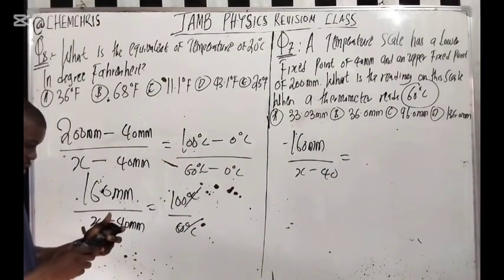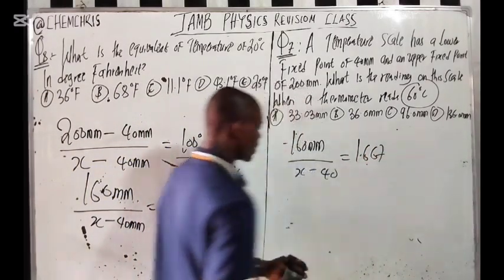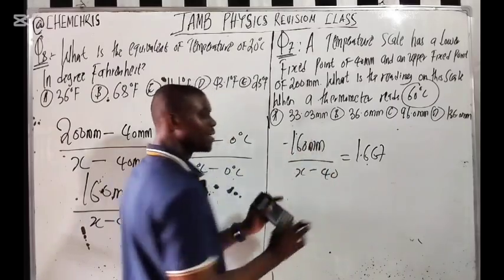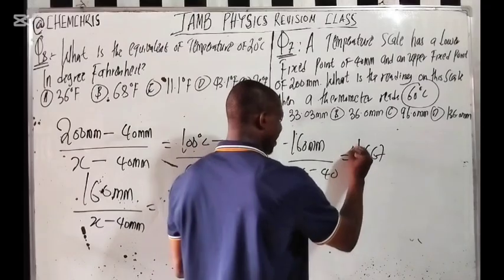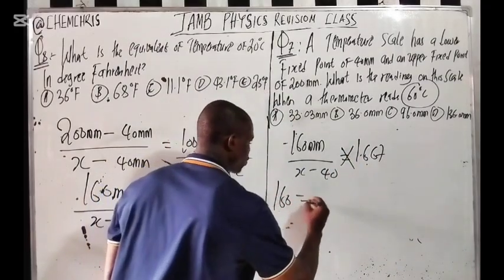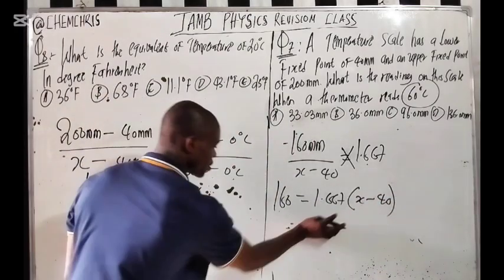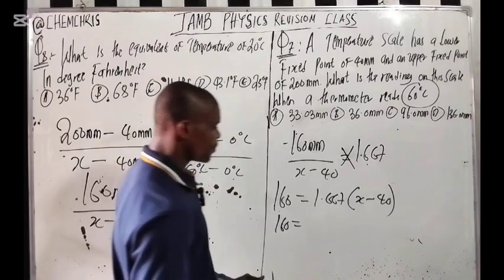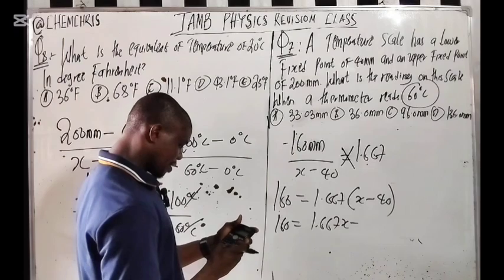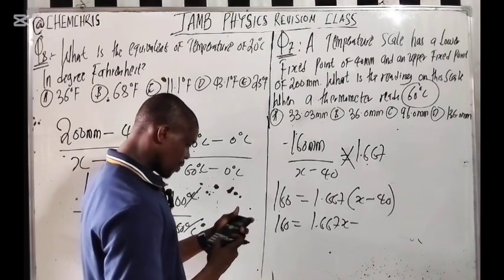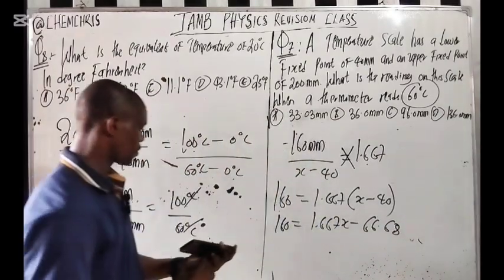So here we have 100 divided by 60, which is 1.67, 1.667, right? Now let's ignore the millimeter here so that we don't get confused, but understand that this is millimeter. So we cross multiply like this. Up here 160 equals 1.667 times x minus 40. Once we open the bracket, you will have 160 equals 1.667x minus 1.667 times 40, which is 66.68. This is that, right?